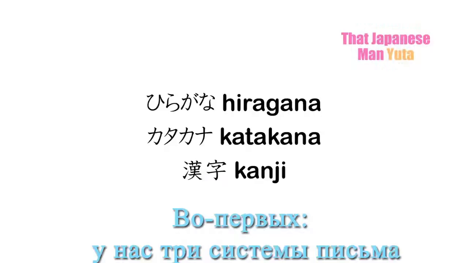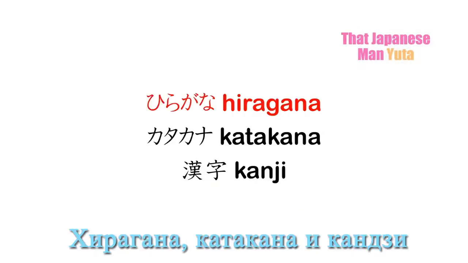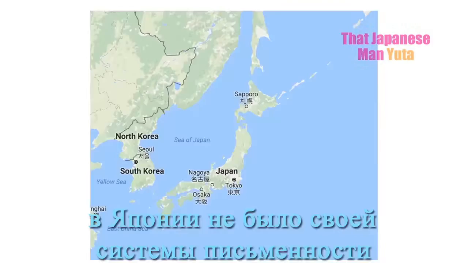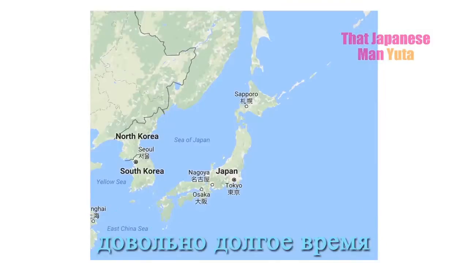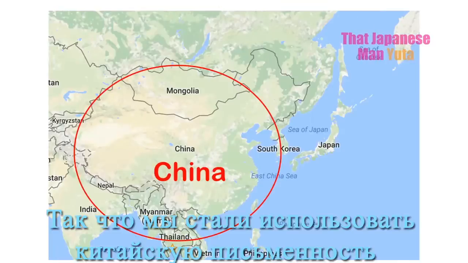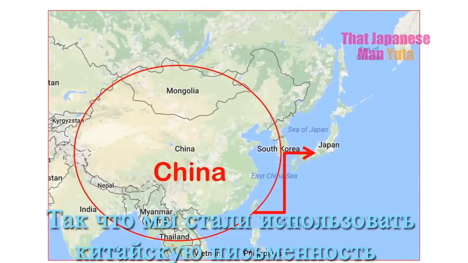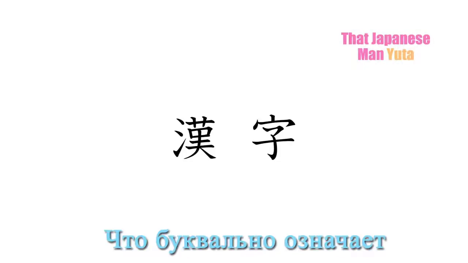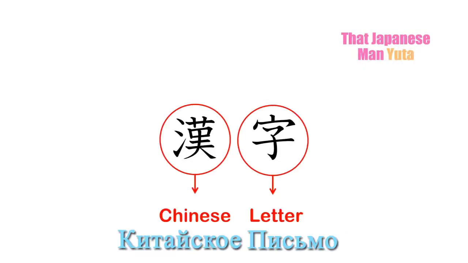First of all, we have three types of scripts: hiragana, katakana, and kanji. And if you want to know a little bit of history, it was because Japan didn't have a writing system for a very long time, but China did. So we started using Chinese letters a couple of thousand years ago. And that was kanji, which literally means Chinese letter.